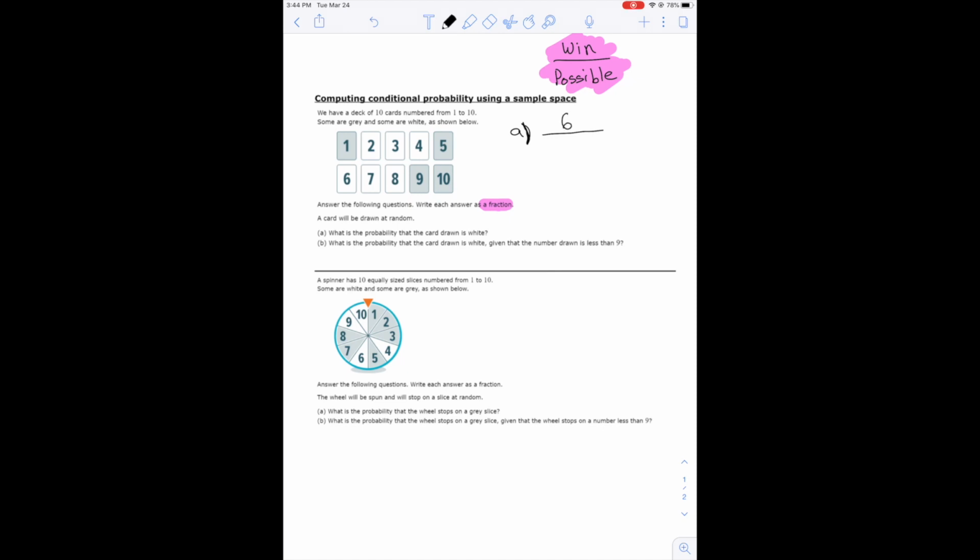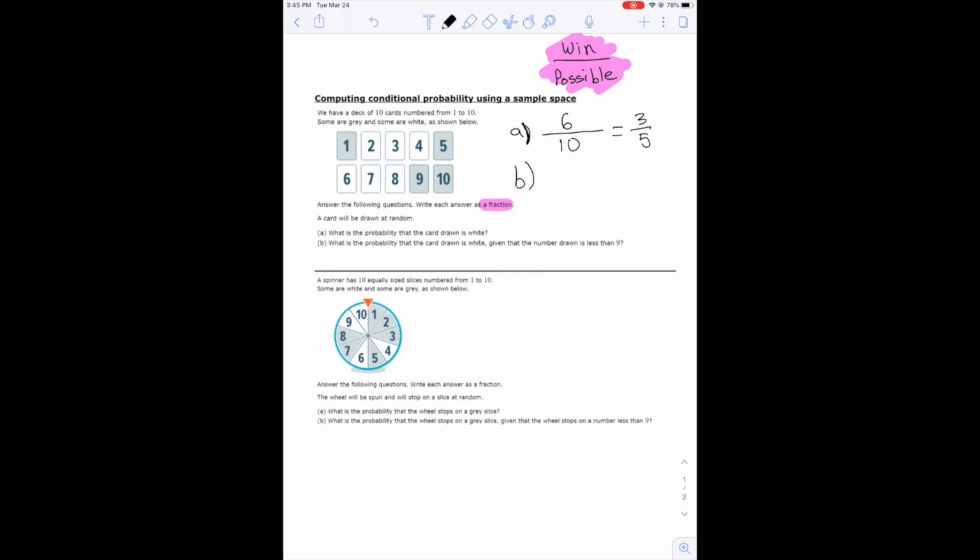So any of those would be considered a win. We have 6 cards, the 2, the 3, the 4, the 6, the 7, and the 8. Those 6 cards would all be considered wins. Well, how many cards are possible to be drawn? We have 10 possible cards. So we have 6 over 10. I'm going to make sure that I simplify my fraction, even though the question doesn't ask us to. 3 over 5 is how I'm going to put my final answer there.